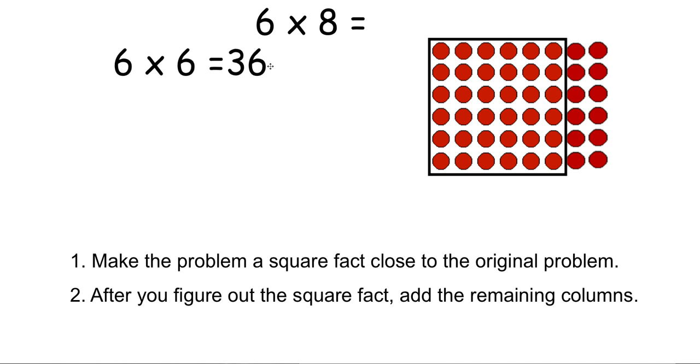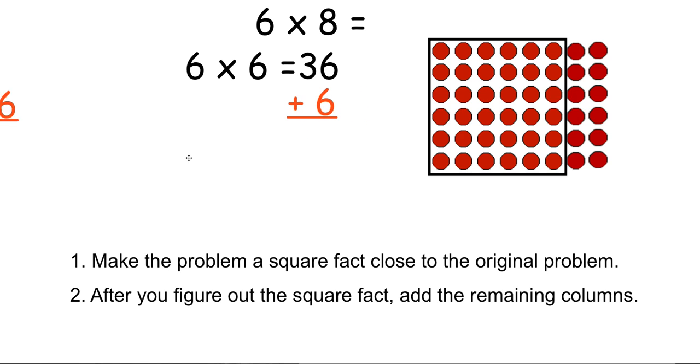We did that. So 6 times 6 equals 36. After you figure out the square, add the remaining columns. I have 2 more sets of 6 here, don't I? So I need to add 6, and then I need to add 6 more. Well, if you wanted to do a little shortcut, you know that 6 plus 6 already equals 12, so I could just simply do plus 12, right? Because there are 12 here. 2 times 6 is 12.